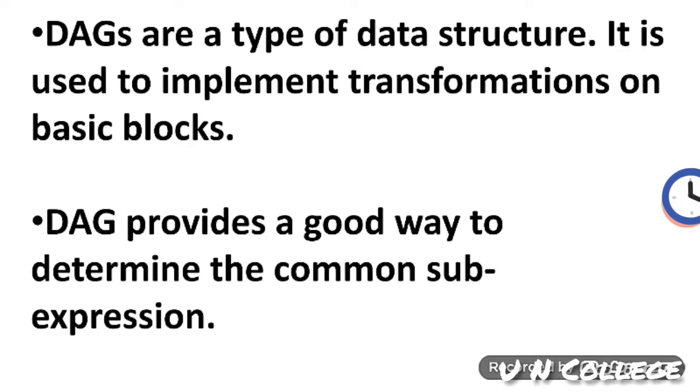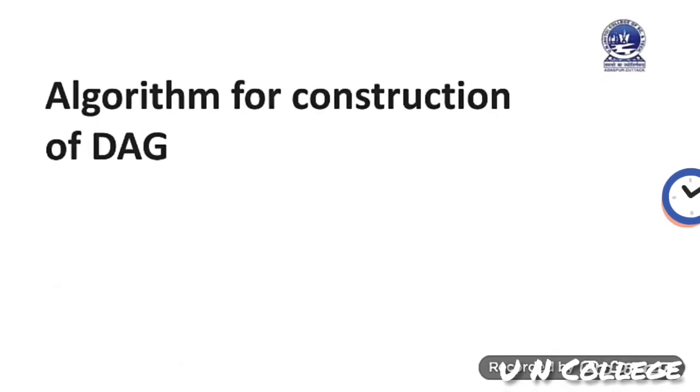DAGs are a type of data structure. They are used to implement transformations on basic blocks. Already I have discussed the different types of transformations on basic blocks in the previous class. DAG provides a good way to determine common subexpressions.